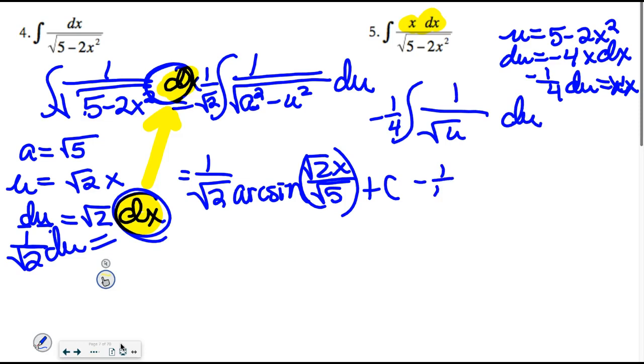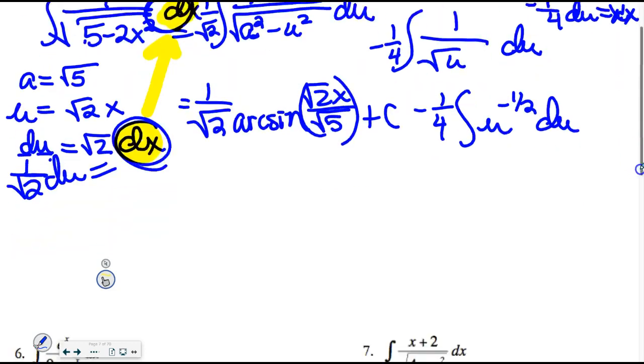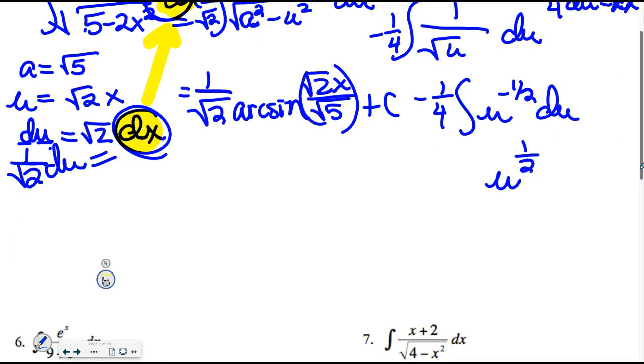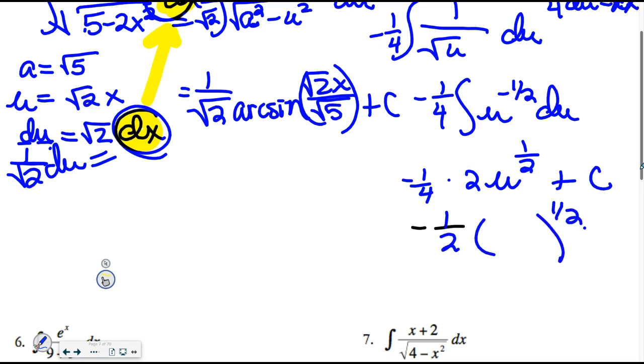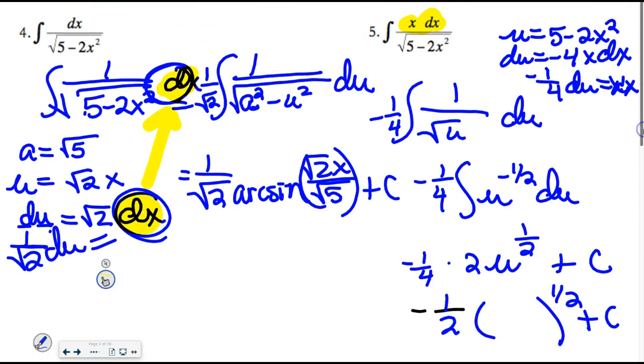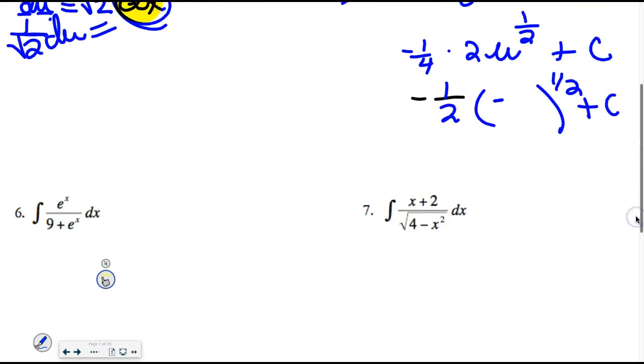It's negative 1/4, the antiderivative of u to the negative 1/2 du. Add 1 to the power. Divide by that power. You with me? So add 1 to the power. Divide by that power. There was a negative 1/4 out front from the fraction correction. There's a c. There's a negative 1/2 u to the 1/2 plus c. And remember, we back substitute our u choice in. So 5 minus 2x squared heading right back in here. What do you think? Pretty fun, right?